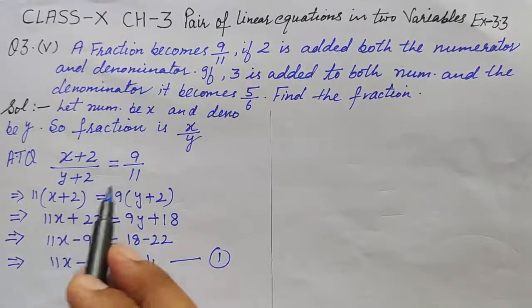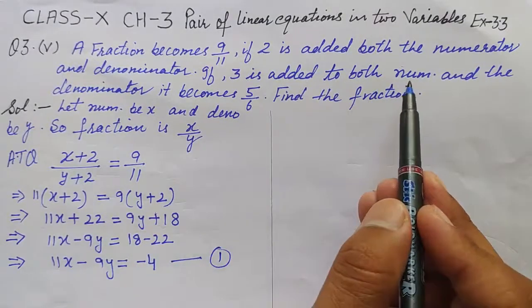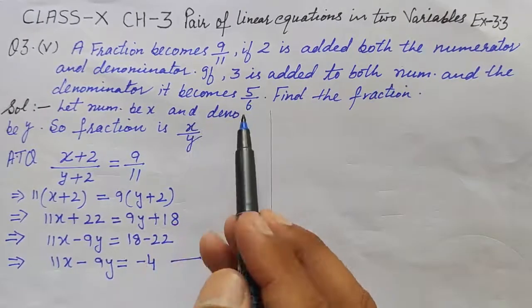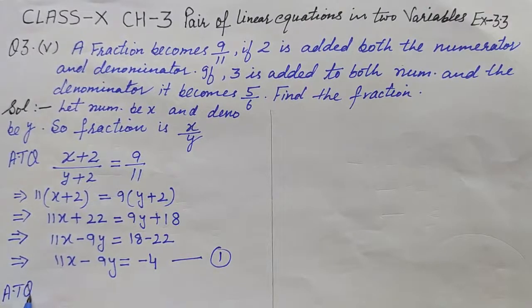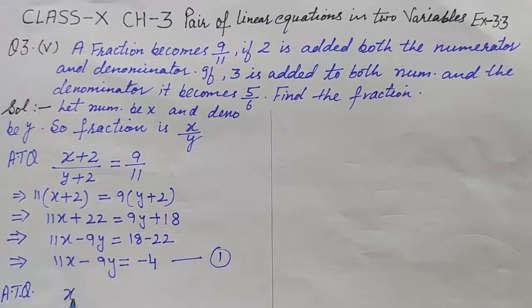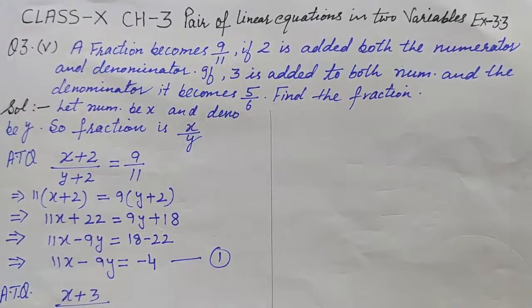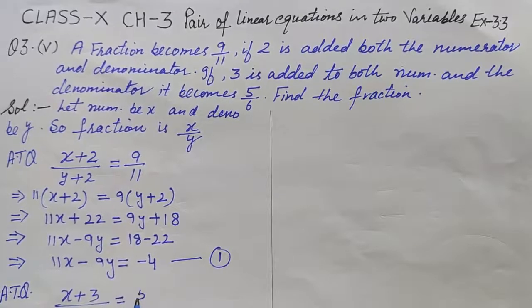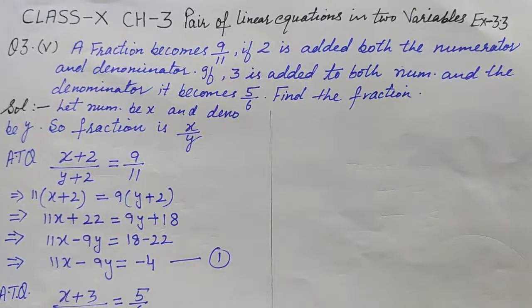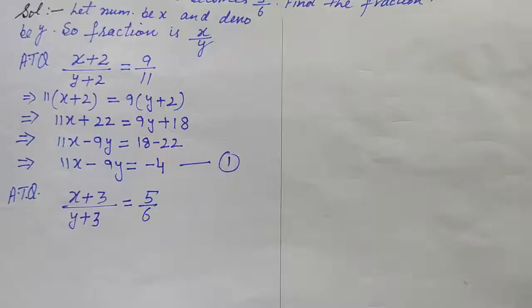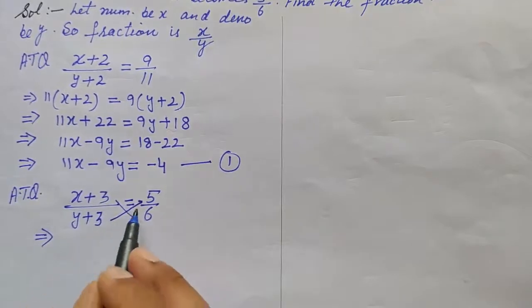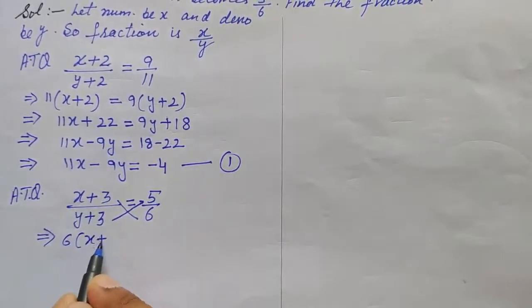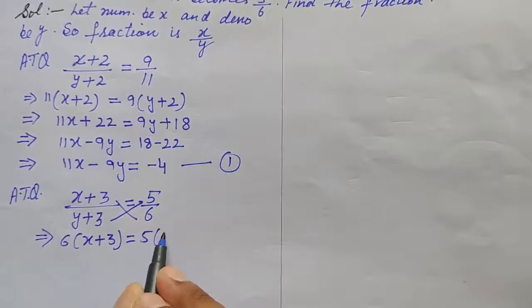So this is our first linear equation. Now again, he's saying that if 3 is added to both the numerator and denominator, it becomes 5 over 6. So according to the question, (x plus 3) over (y plus 3), means 3 is added to both numerator and denominator, it becomes 5 over 6. Now again we need to do cross multiplication. So 6 into this and 5 into this: 6 into (x plus 3) is equal to 5 into (y plus 3).